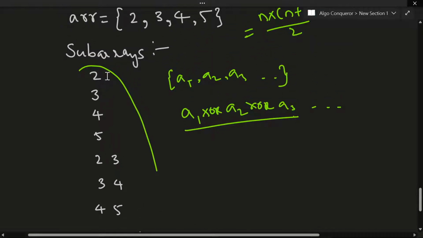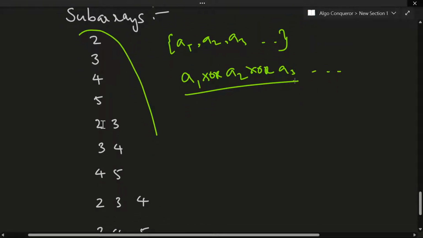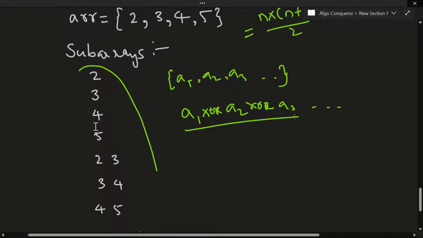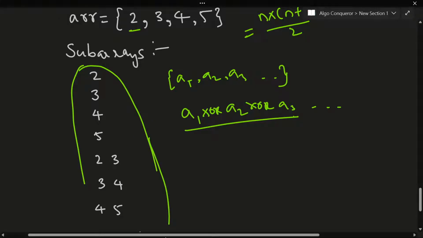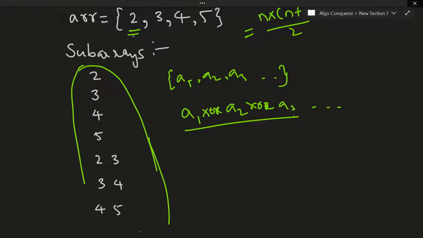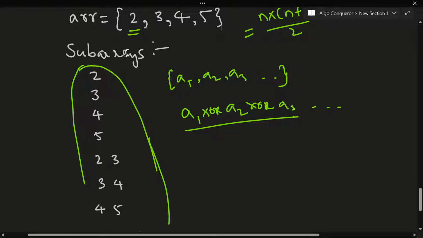So now I want you to note this, the crux of this problem lies in this point. If you take 2, how many times will it be in this big array? Think of it really carefully, because this is the crux of the problem.